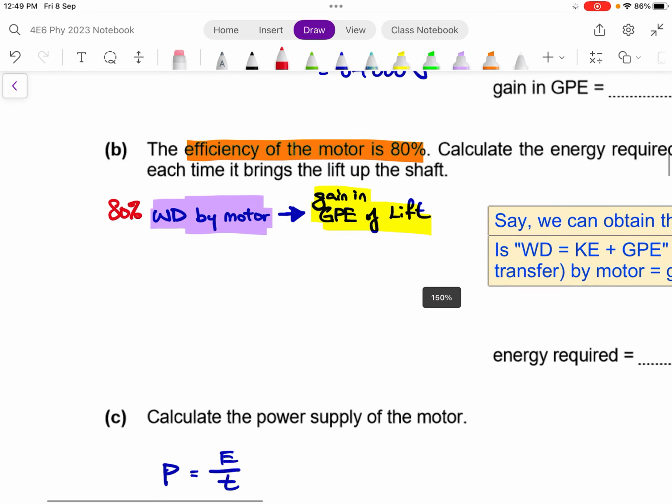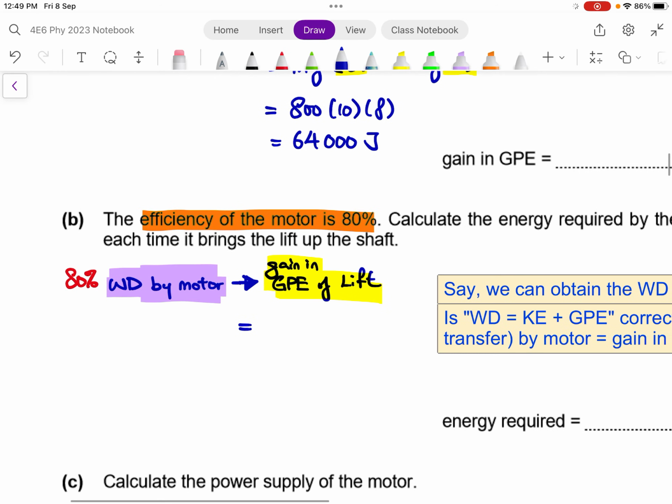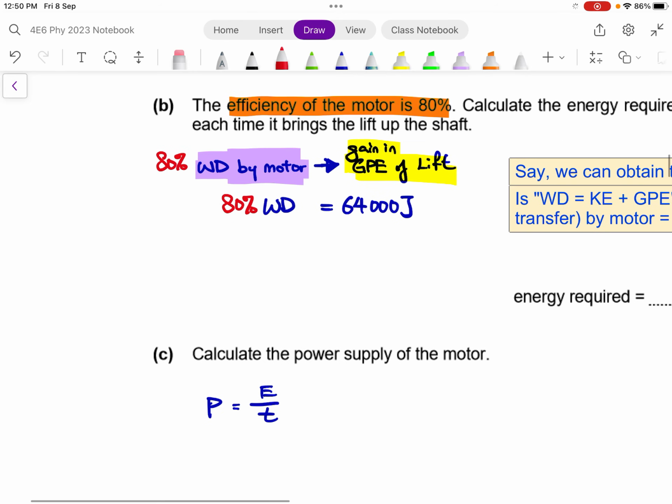So now what we need to do is, we know the gain in GPE we have calculated is 64,000 joules. So we do not know how much work is being done by the motor. We have to find out. But we know that 80% of this work done is actually equals to 64,000 joules. So to find the work done is actually quite straightforward. It's just 64,000 divided by 80%, and ta-da, you will get the answer, which is 80,000 joule.